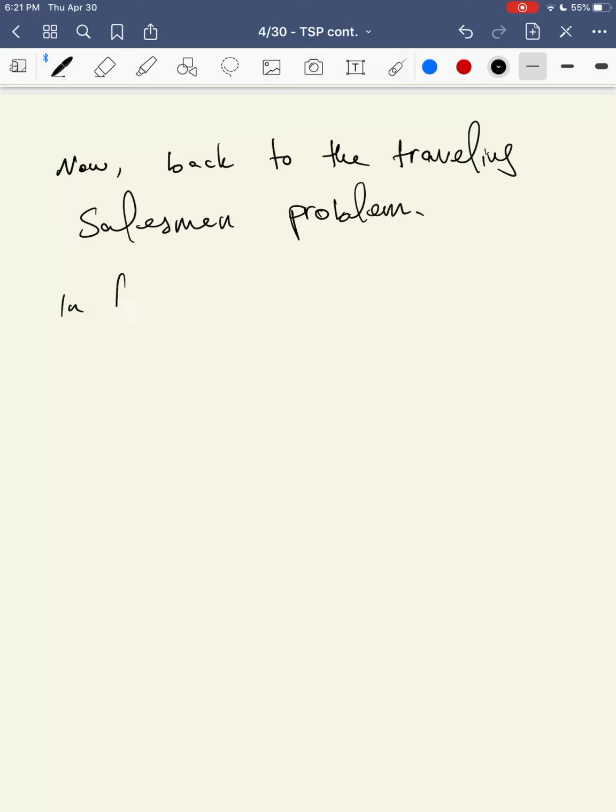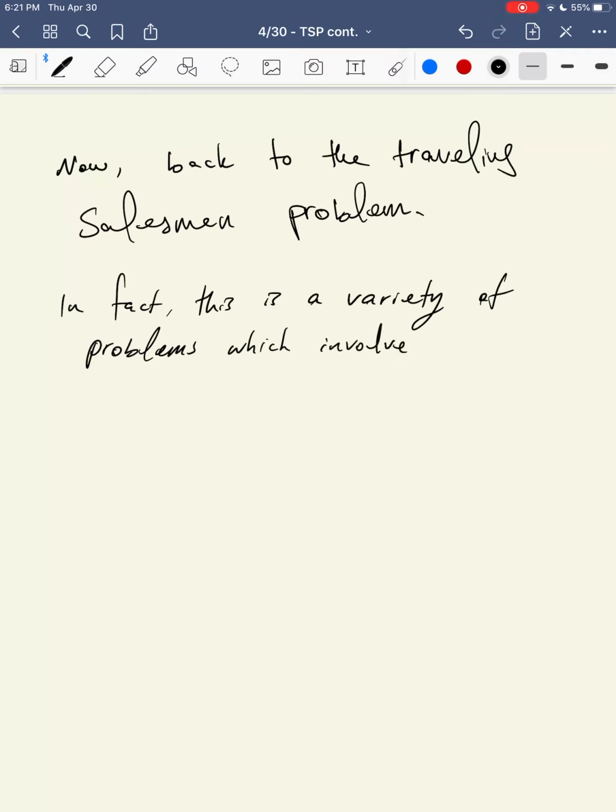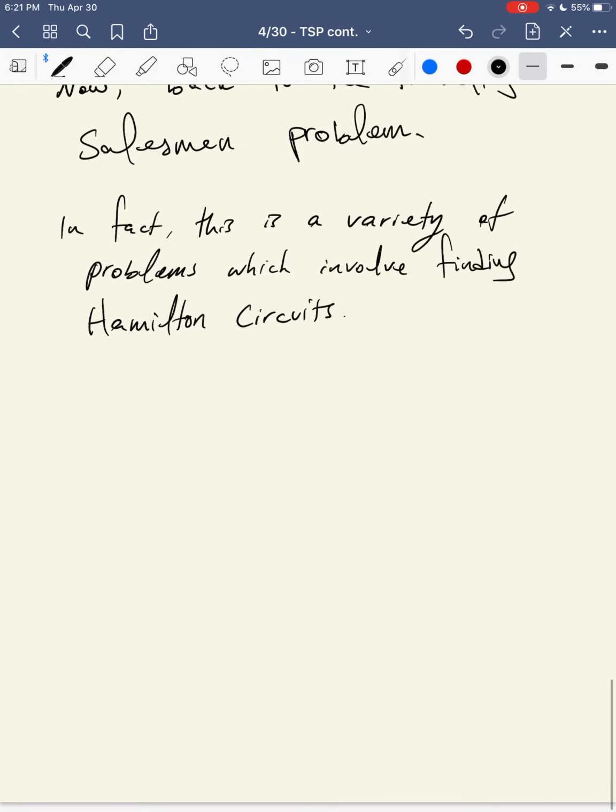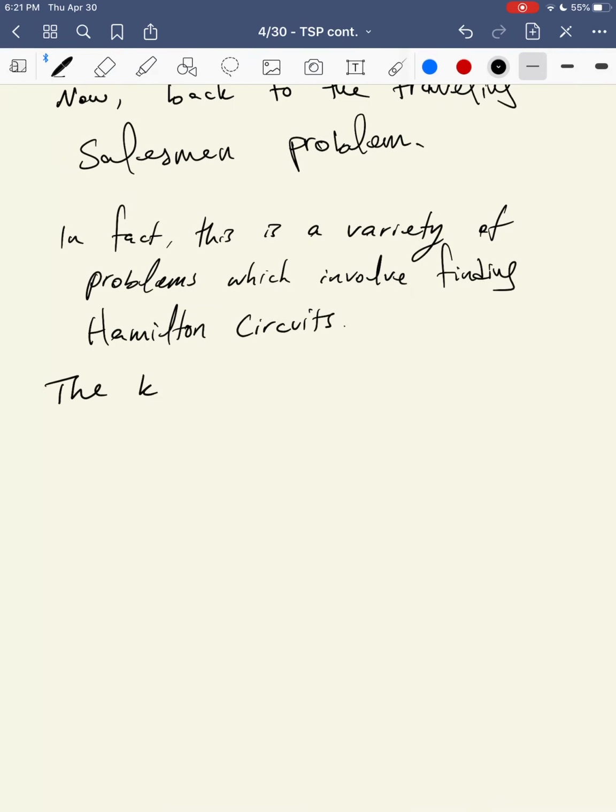In fact, this is a variety of problems which involve finding Hamilton circuits. And so what do we have? The key similarities.